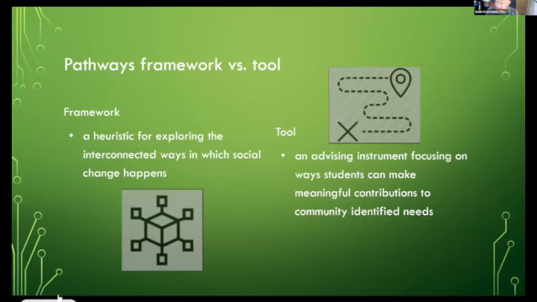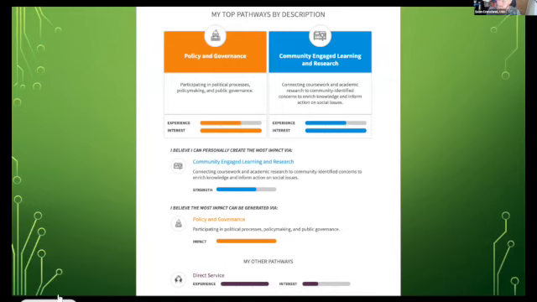It's primarily used as an advising instrument, so that students can see both where they have interest and where they have experience, and also maybe where they don't have as much experience or interest. Right? Again, the point is not to say this pathway is better than that pathway, but to be really generative in ideas and conversations around social change and social impact. So this is what the results from that tool look like.